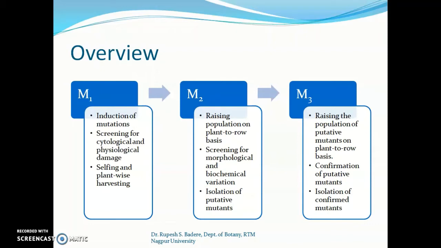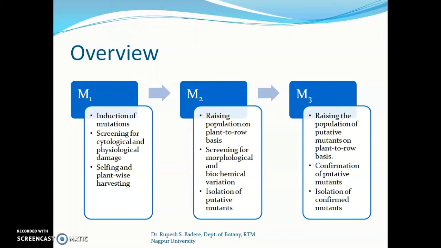This generation is raised on a plant to row basis, and this is the generation where you can actually see the mutation, because mutations are mostly recessive. Almost all the mutations are recessive, and that's why in the M1 generation they are in heterozygous condition. In the M2 generation they come in homozygous condition, and that's why they are expressed. And in this generation you screen for all sorts of mutation.